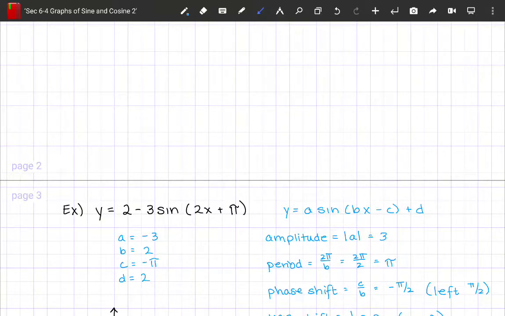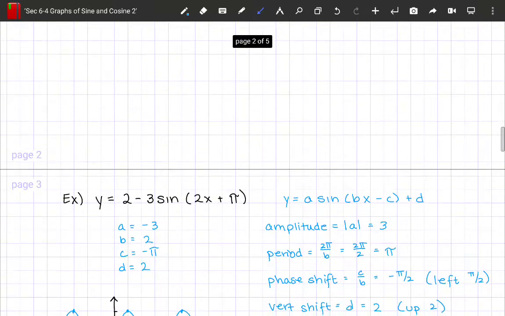And then because of that, here's our values here. We have an amplitude of 3. Remember, it's always the absolute value of a. We have a period of 2 pi over b, which is 2 pi over 2, which is pi. Our phase shift is c over b, which is negative pi over 2. And because it's negative, we're going to go left. And then we have a vertical shift of 2, which is up 2.